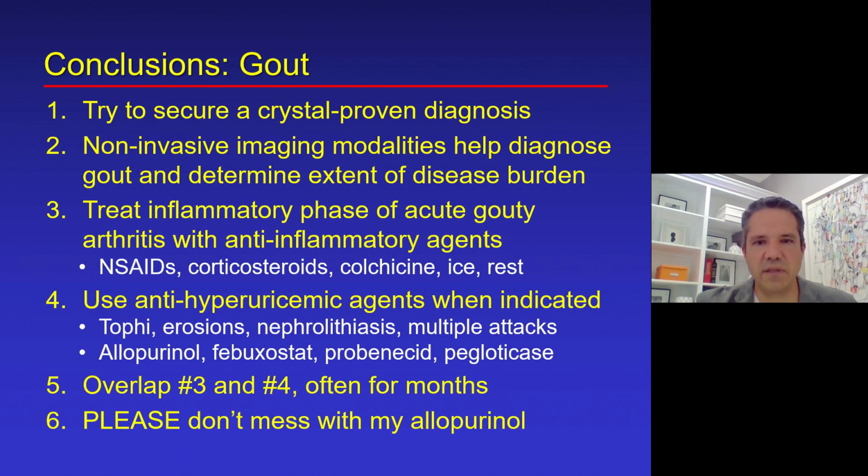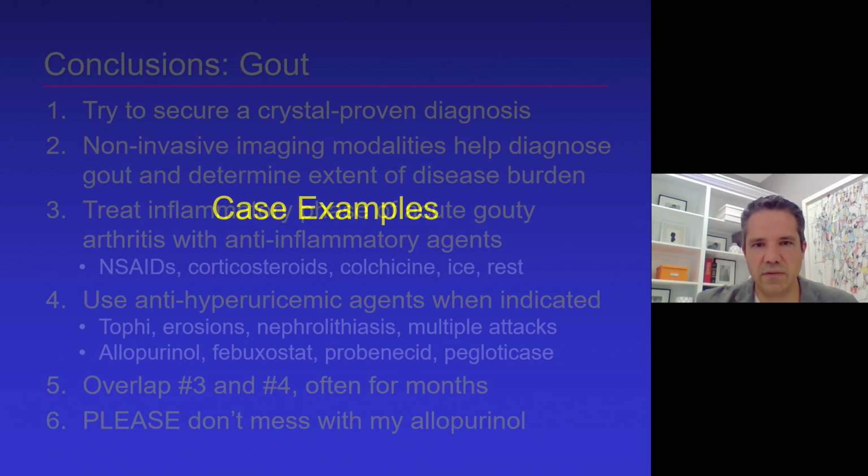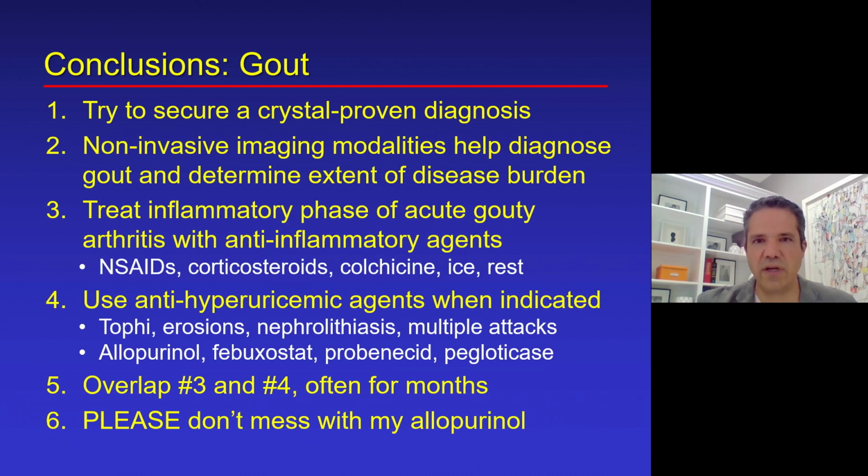So I'm going to get to my conclusions here, and there were some questions. I don't think we're going to have time for them. But basically, with gout, we're trying to obtain a crystal proven diagnosis, and you treat the inflammation when someone has an attack, and then you determine if you feel like they're a good candidate for long-term urate lowering therapy. Try not to mess with the allopurinol when a rheumatologist has carefully, this is number 6, got to put this plug in there, spent time to get them up to a target dose. And that's pretty much it.